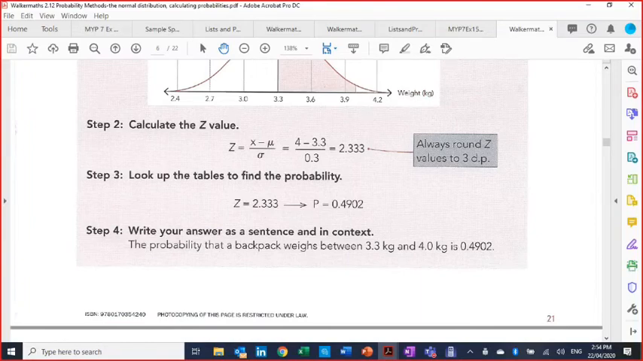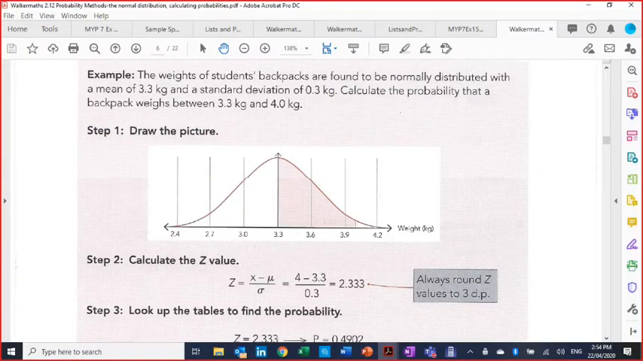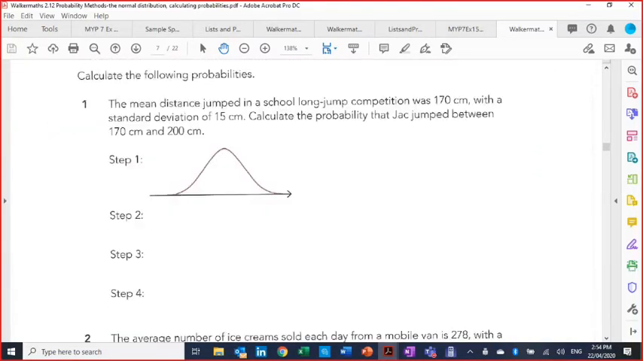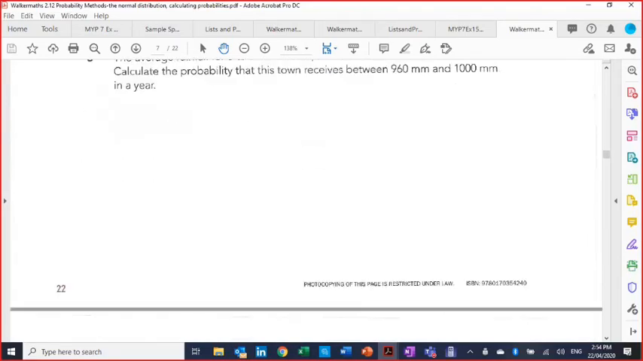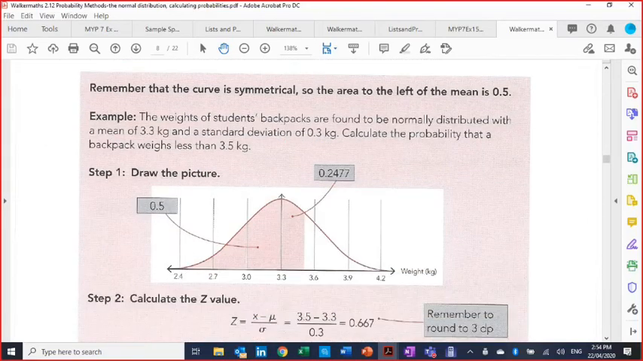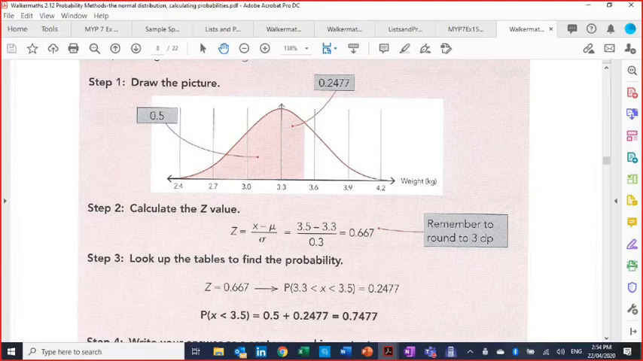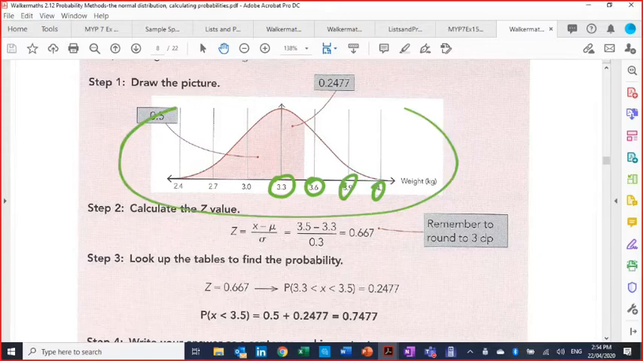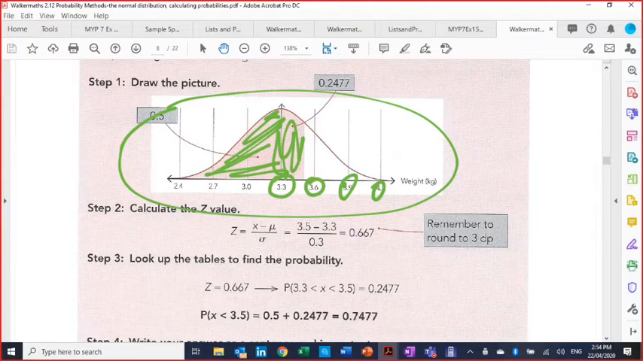You also don't have to worry about where things are, because you're going to see that the calculator will do that for you. You do, however, have to be able to draw the curve, right? They'll give you the mean, they'll give you the standard deviation, and you have to put the right numbers in the right spot. And then you will have to determine the shading. So we'll talk about that as well as we go.